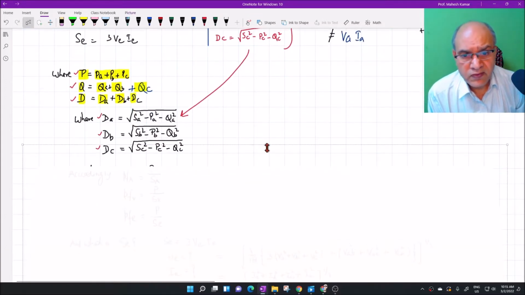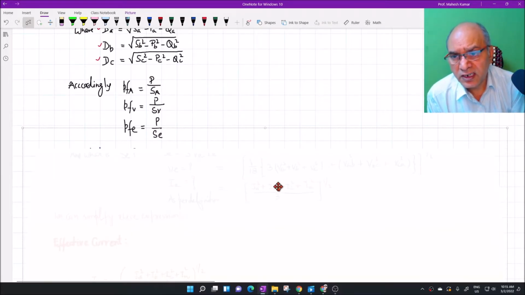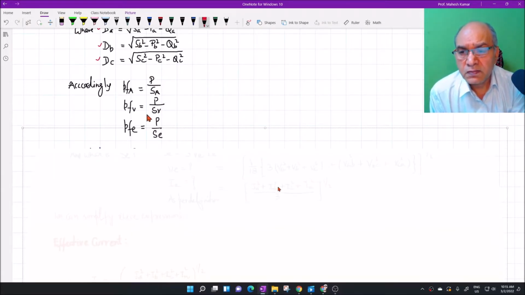Now we will find out the different power factors based on this. So power factor arithmetic will be P by SA, power factor vector will be P by SB, and power factor effective will be P by SE. Correct?